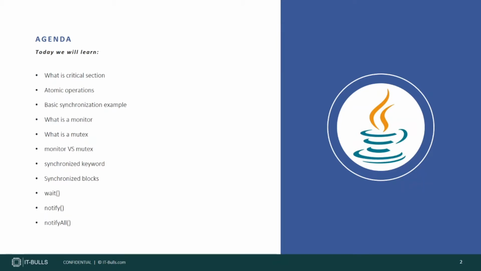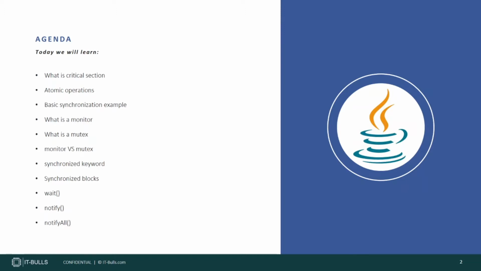What is a critical section? We'll learn that today in this lesson. Also, we'll learn the concepts of monitor and mutex. After this lesson, you will understand these two concepts very well. I will explain what is an atomic operation and what is not. Once you understand all this theory, we'll jump to practical examples and we'll create our first program with synchronized threads.